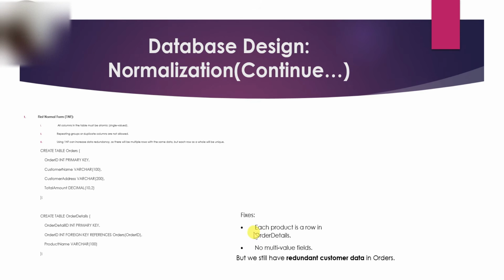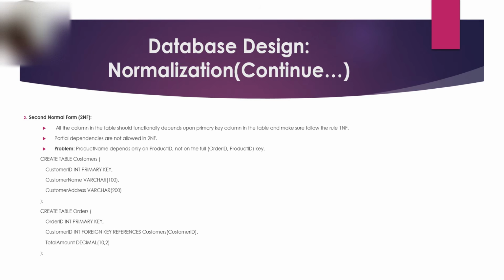So in the first normal form we fixed this: each product is a row in the order details table. We have removed the duplicate columns from the orders table and the multi-valued fields. But the problem here is that we still have redundancy in the customer data in the orders table.